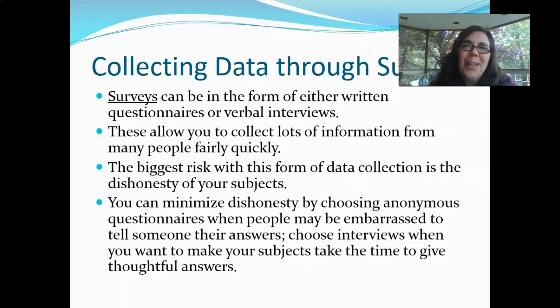The general rule of thumb is that if you're asking people for potentially embarrassing or just private information, the privacy or anonymity of a questionnaire where they're writing their own answers might get you more honest answers. If they have to look at you and tell you something embarrassing during an interview, they may lie.